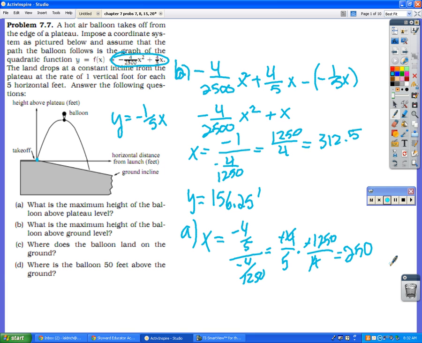All right, so that's the x value where the maximum height of the balloon is above the plateau. What do I do with that? And what do you think we're going to get? 100. Okay, good. So the answer to that is 100 feet. Then we need to figure out where the balloon lands on the ground.